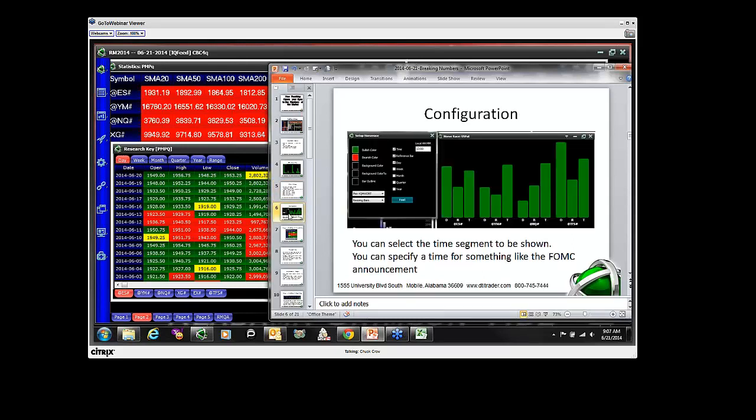Now, a couple of things you can do within the horse race. You can configure this to where you're looking at specific time frames.